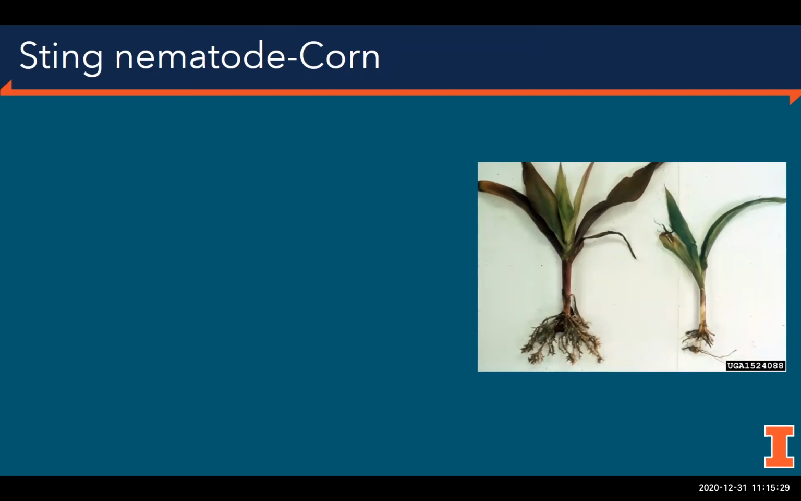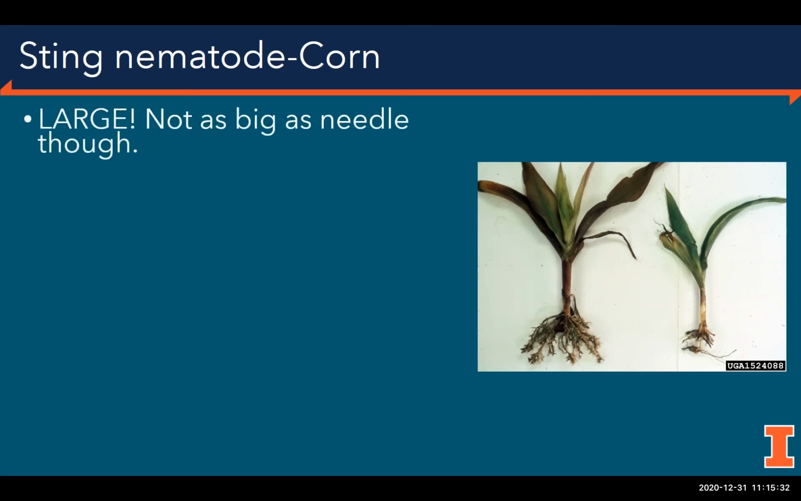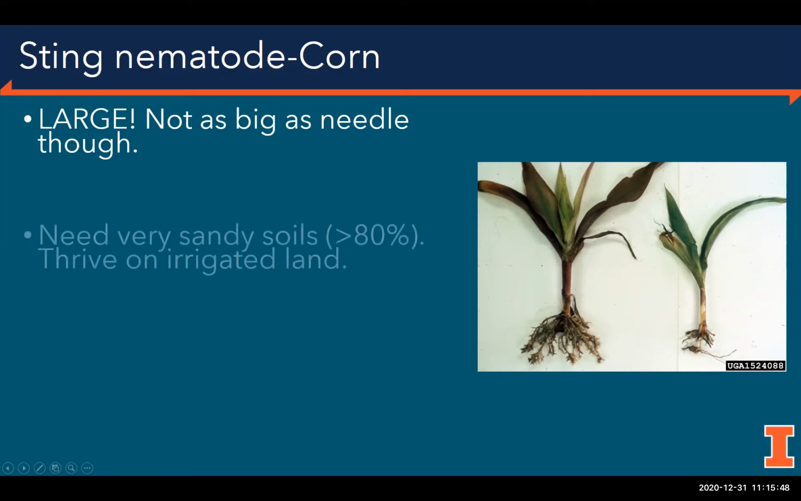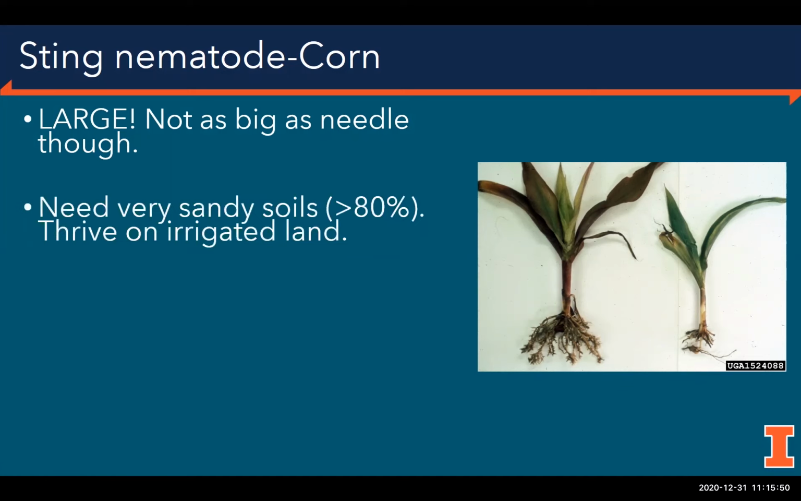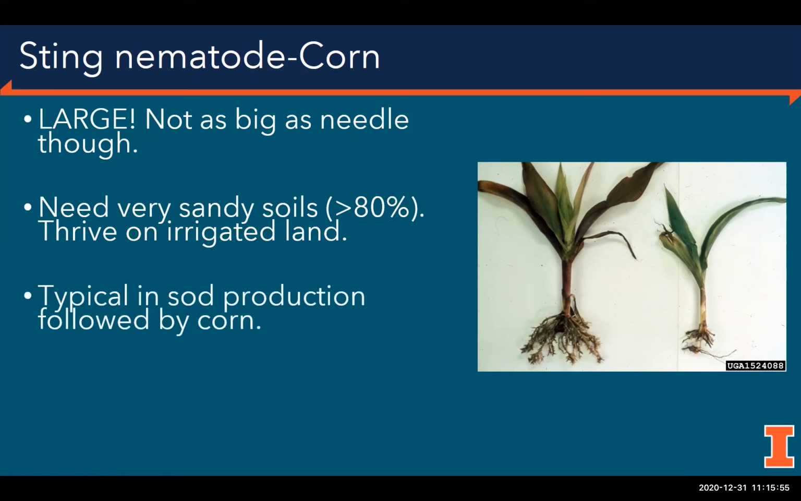Sting nematodes, something that we typically see in sod production rotated with corn. And you can see the type of damage that can be caused by these sting nematodes here, really reducing and nipping the meristems on these root tissues or the root systems, and that's going to impact those plants significantly. Very sandy soils, so you're going to see these, again much like needle nematodes, in those areas where it's really sandy, or like I said, sod production, but you're growing sod on sandy areas anyway.